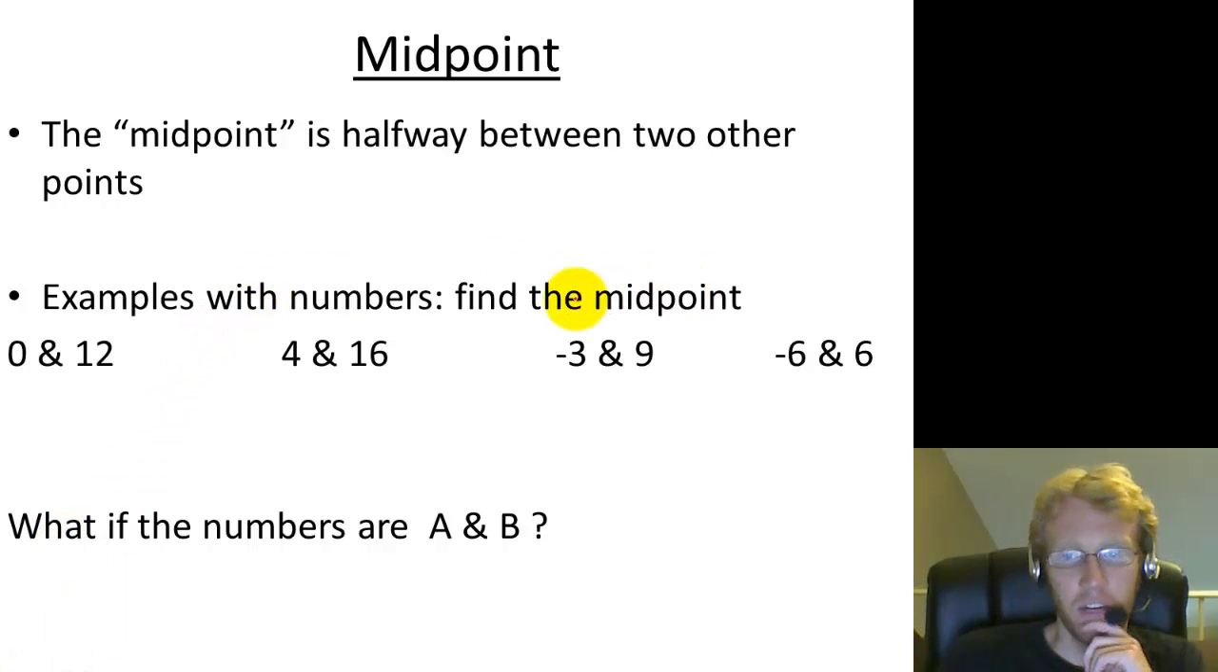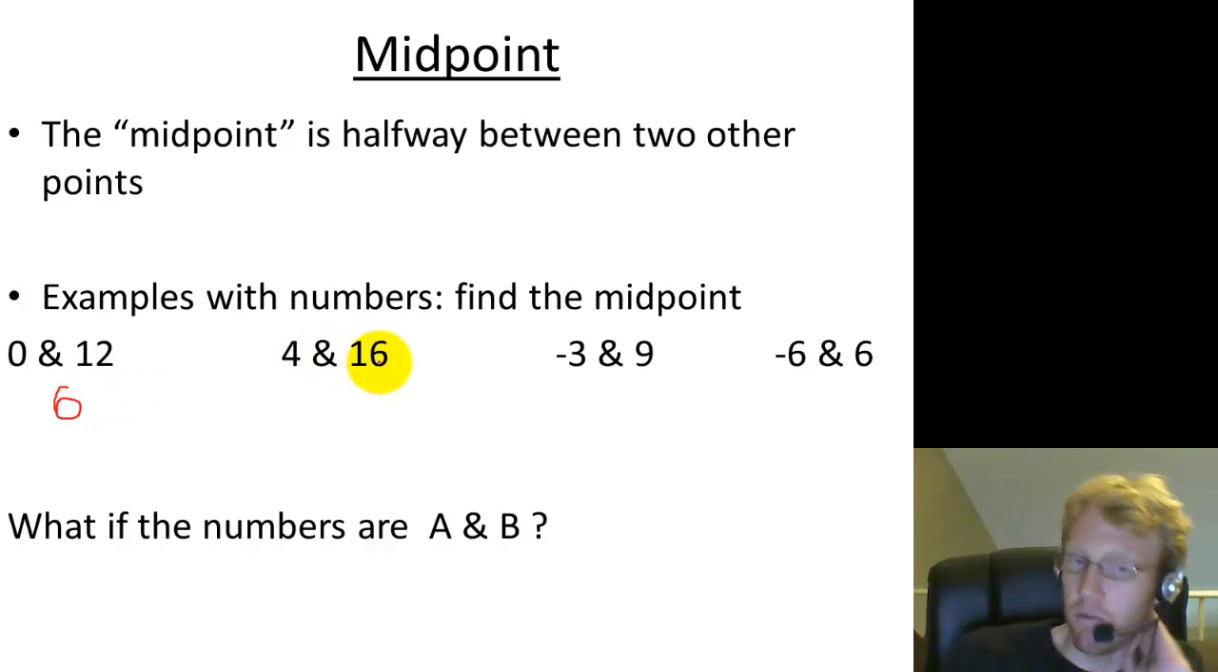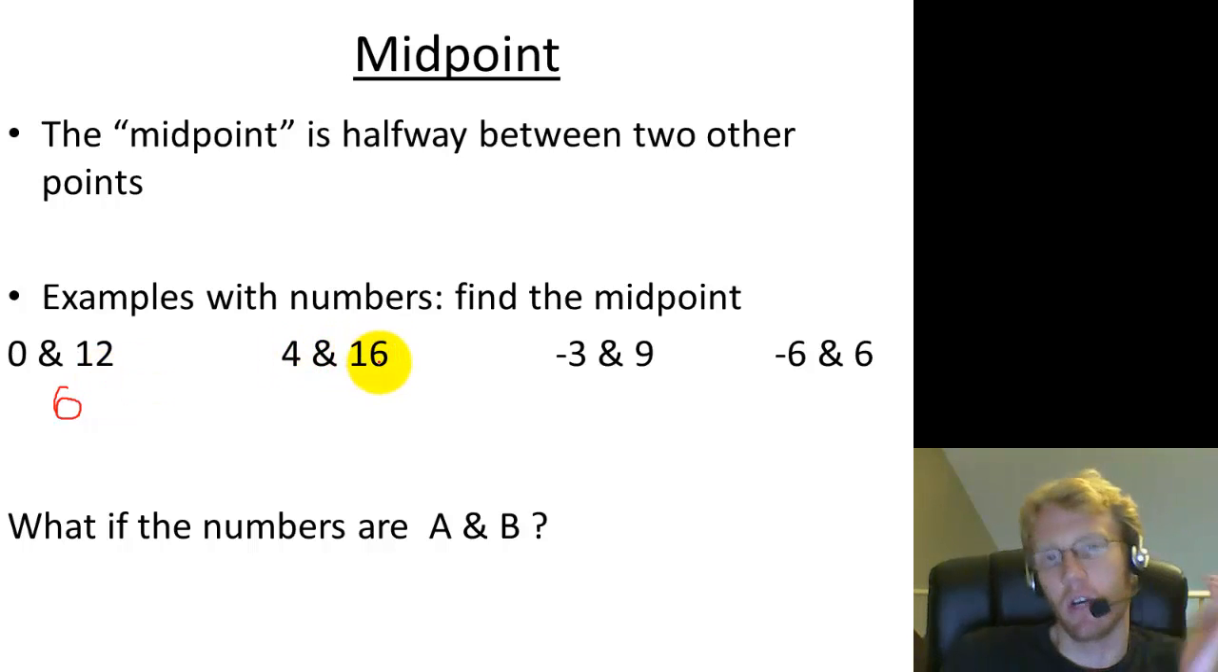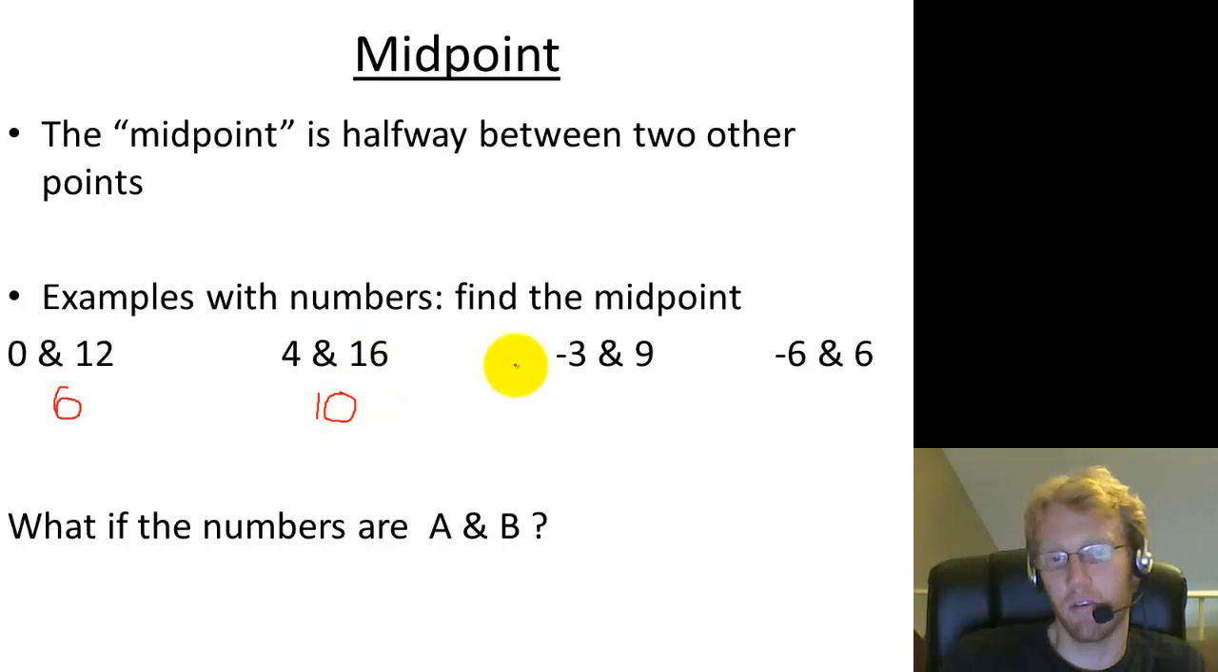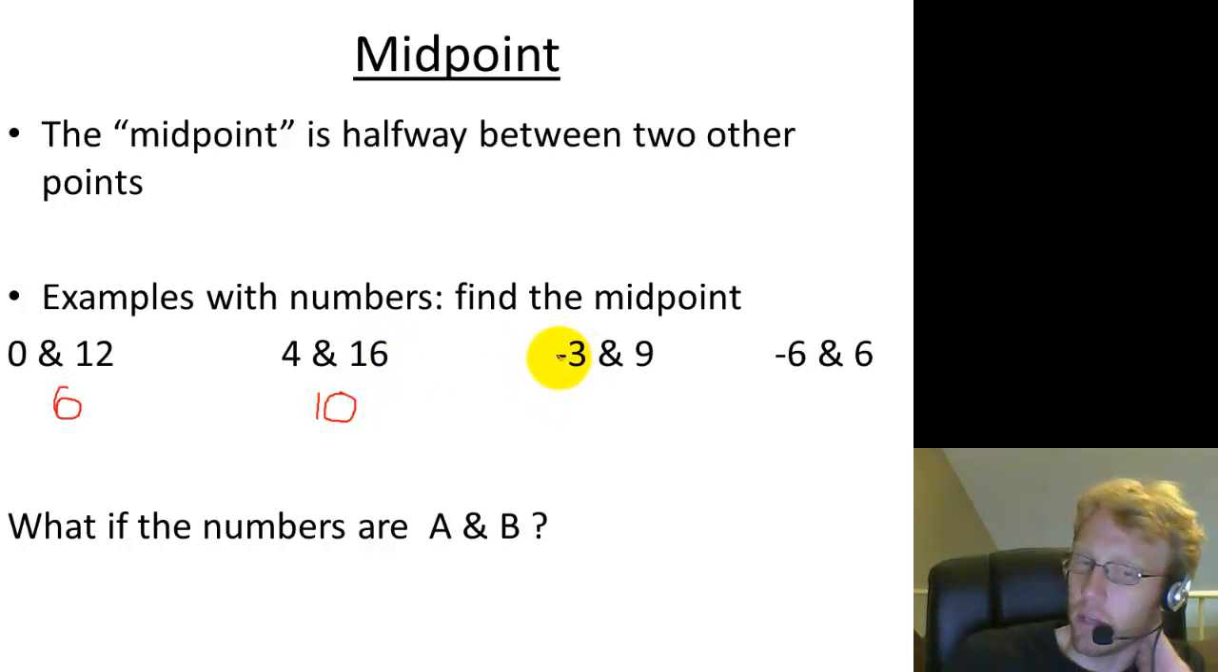So for example, find the midpoint between these two numbers, 0 and 12. What's halfway between 0 and 12? Well, you can do that in your head. It's 6. What's halfway between 4 and 16? That one's not quite as easy to do in your head, so take some time thinking about it right now. If you count your way through by whatever method of your choice, you'll see that 10 is halfway between them. From 4 up to 10 is plus 6, and from 16 down to 10 is minus 6, so it's halfway between them. How about halfway between negative 3 and 9?